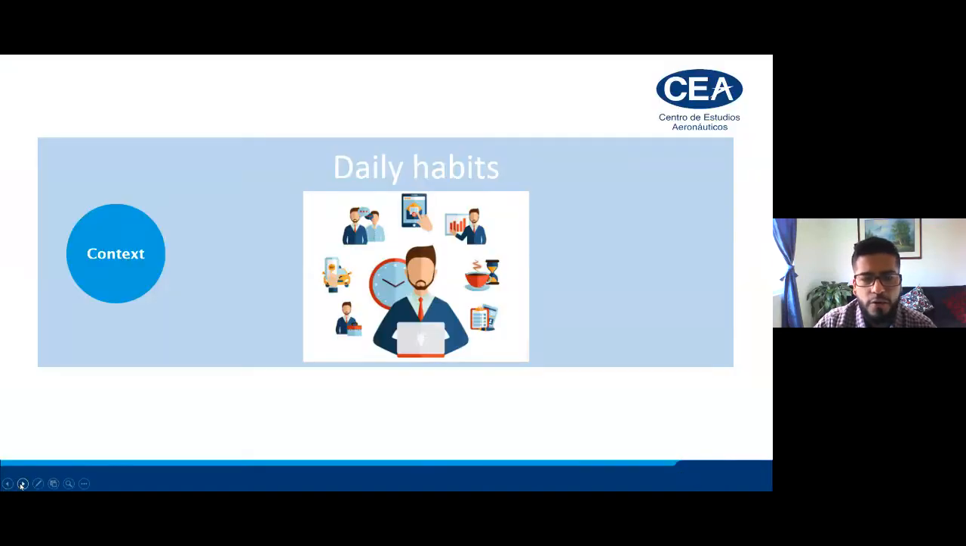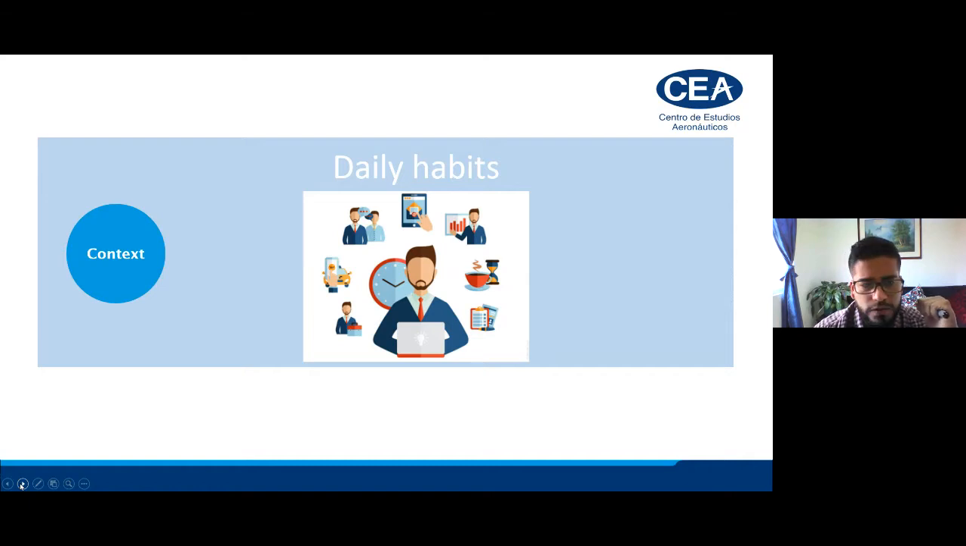First of all, our context today is going to be related to daily habits, something that is a repetition day by day. So we're going to talk about, for example, different parts of the day: during the morning, during the afternoon, and during the evening. It's possible that we can make some examples in different times of the day. Okay, so this is going to be our context today.